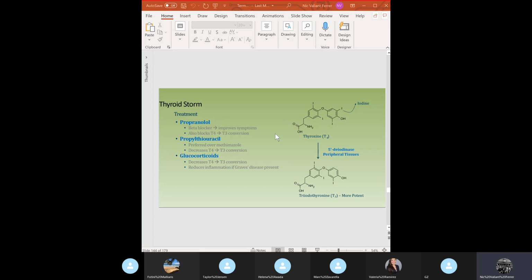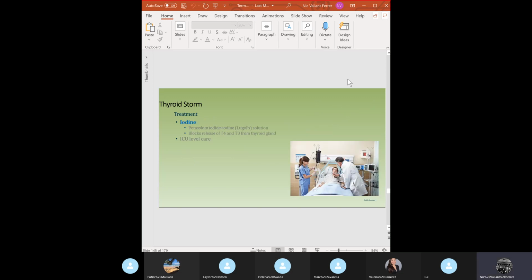And glucocorticoids, of course, is a steroid. It reduces inflammation if Graves' disease is present. How does it reduce inflammation? Your glucocorticoids, by inhibiting what enzyme? Phospholipase A2, right? Don't forget, remember that? COX and the lipoxygenase. Before that, from phospholipids, you have phospholipase A2, right? Don't forget catecholamine synthesis. That's very high yield. Again, iodine. You give them iodine, or they can go to ICU.